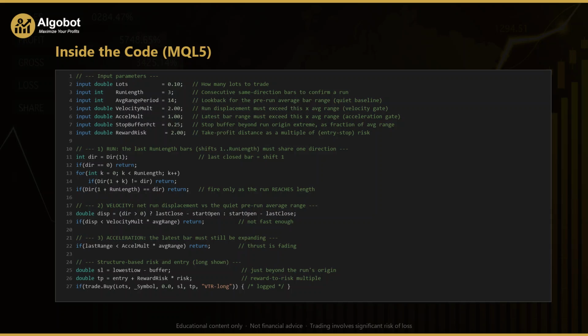Finally, for a long, the stop is set just below the run's lowest low minus the buffer. The take profit is the entry plus reward risk times the risk, and trade.by sends the order.